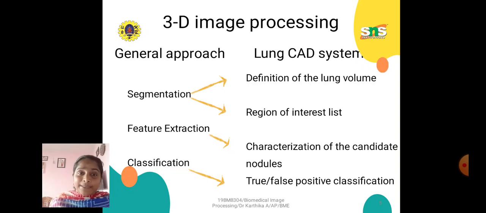In 3D image processing, we have two approaches. One is the general approach, the second one is the lung CAD system, computer-aided diagnosis. It is normally called CAD. In the general approach we have segmentation, feature extraction and classification. In segmentation we have the definition of the lung volume and regions of interest. In feature extraction we have characterization of the candidate nodules, and in classification we have true or false positive classification.